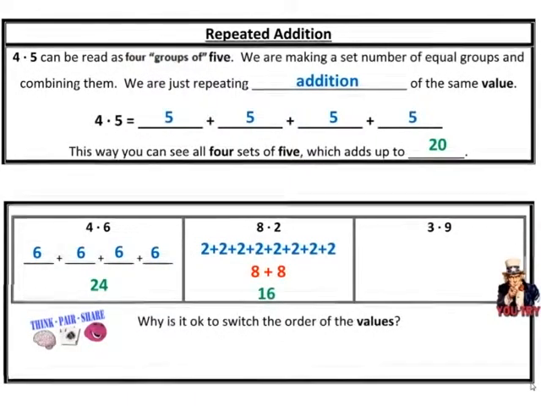On your own, show how to get 3 times 9 using repeated addition. And then look at the think, pair, share. Why is it okay to switch the order of the values in multiplication, both for repeated addition or with visualization like we looked at before?